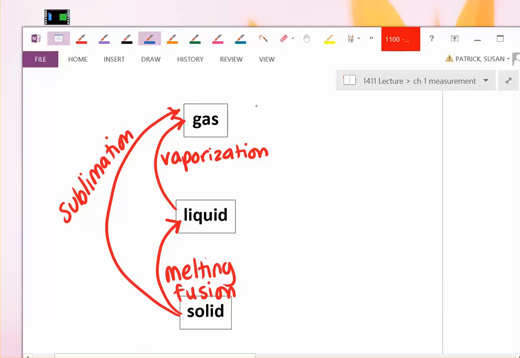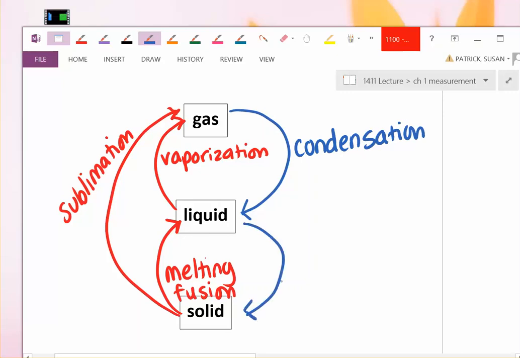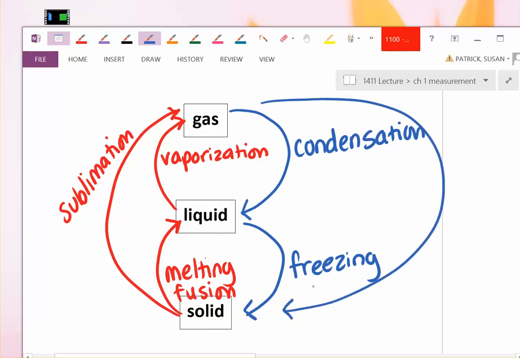So let's consider the opposite reactions. If we have a gas and we cool it, like water vapor, we can get a phase change called condensation. If we have a liquid and we cool it, we can get a phase change called freezing. And then finally we could do the whole thing from gas to solid in one step, and this is called deposition.